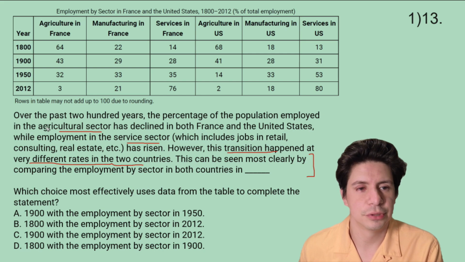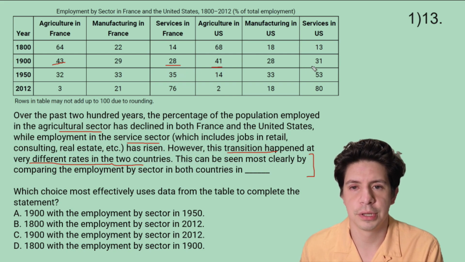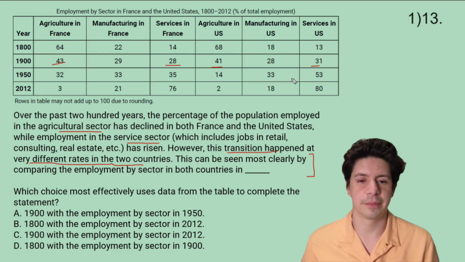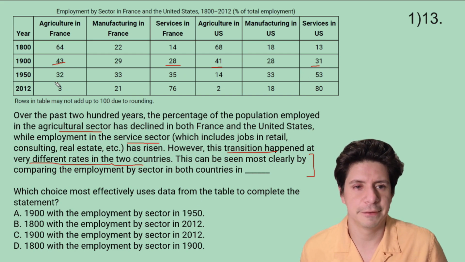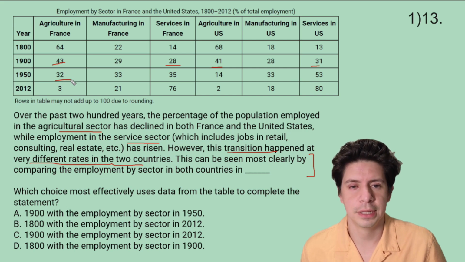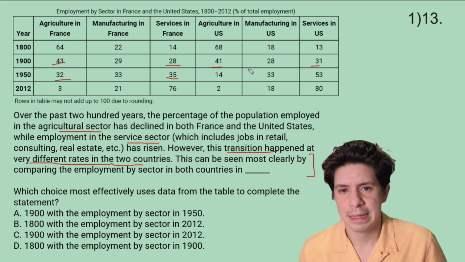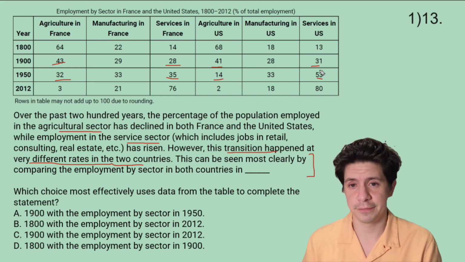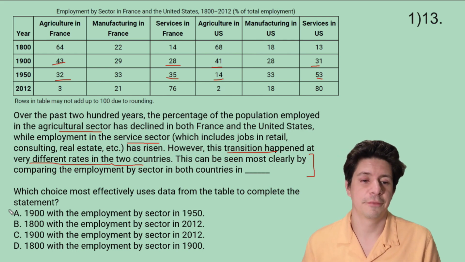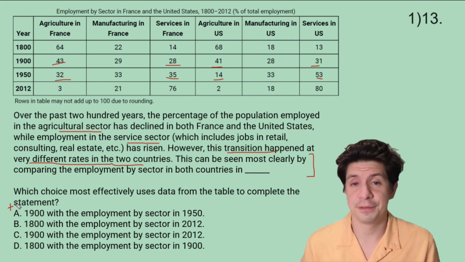So in 1900, right here, agriculture in France was 43, service in France was 28, agriculture in the US was 41, service was 31. So kind of similar, so I'm not feeling great about it. By sector in 1950, though, agriculture was already down to 32 and service was up to 35 in France, and then agriculture had dropped a lot in the US and service had gone up. So that shows a big jump for the US and not so much in France. So I'm going to put a plus here. I'm feeling good about it.